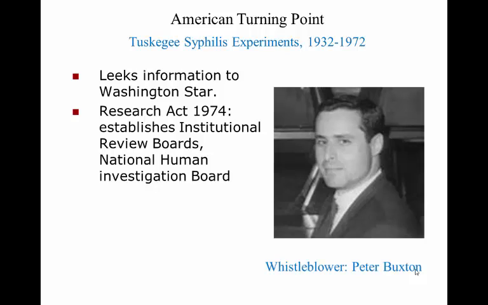The first important thing that came out of this was the Research Act of 1974, which established institutional review boards and the National Human Investigation Board. Right now, it is standard practice for every hospital to have an institutional review board, commonly called an IRB, which monitors the ethics of experiments going on in the hospital and other ethical issues that come up in the running of the hospital. The 1984 Act also established a national framework for regulating IRBs through the Human Investigation Board.